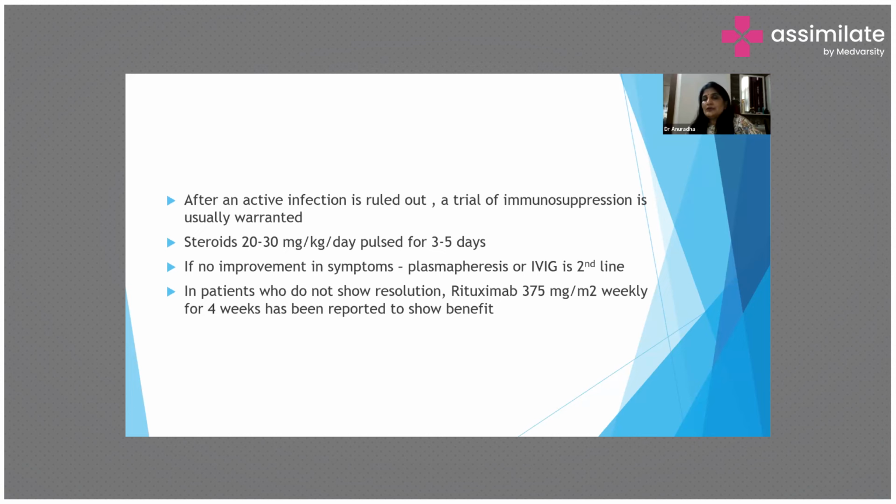After the acute infection, because sometimes the infection may flare up when you start immunosuppression, IVIG or steroids, 20 to 30 mg per kg methylprednisolone for 3 to 5 days. If no improvement, you give IVIG or plasmapheresis as second line therapy. If the patient does not show resolution, give rituximab 375 milligram per meter square weekly for 4 weeks. Okay, monoclonal antibodies, rituximab. It has been reported to show benefit, though it is not proven yet.